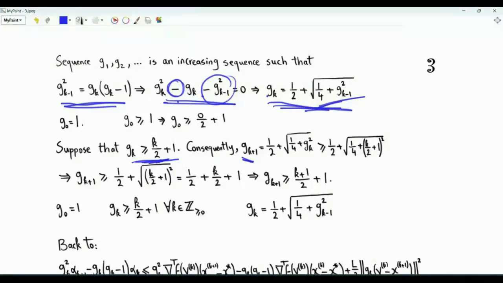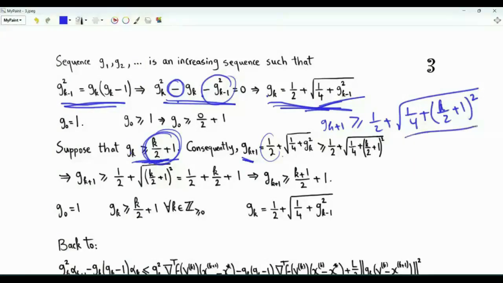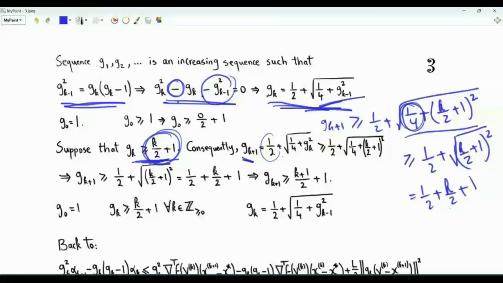According to the update equation, g_{k+1} is 1/2 plus the square root of 1/4 plus g_k squared. It is assumed that g_k is greater than or equal to k over 2 plus 1. Then g_{k+1} is greater than or equal to 1/2 plus the square root of 1 over 4 plus the square of this quantity. This square root is greater than or equal to the square root without the 1/4. This is 1/2 plus k over 2 plus 1, which is k plus 1 over 2 plus 1. The desired result. Sequence G starts at 1. It's an increasing sequence. g_k is greater than or equal to k over 2 plus 1 for every non-negative integer k.